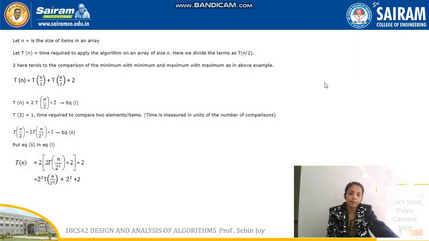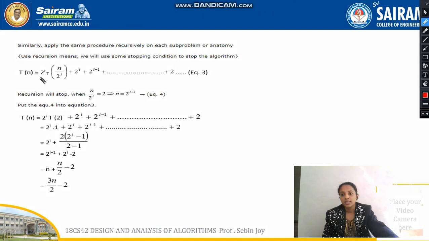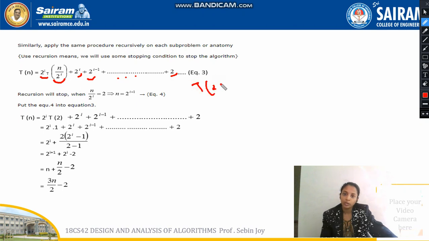Now in the same way, you can write it in the general form. How can you write this general form? See, 2 power i T of n by 2 power i, plus 2 power i, plus 2 power i minus 1, plus up to 2. Now you know only T of 2 is equal to 1. This is the base condition we know.